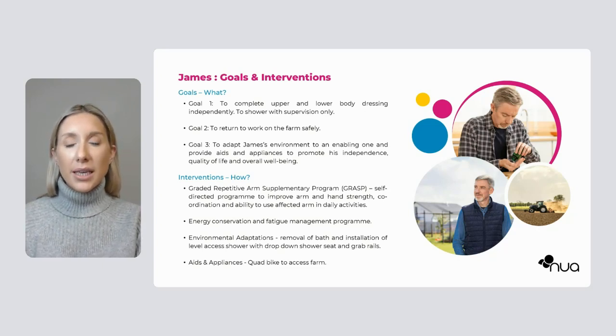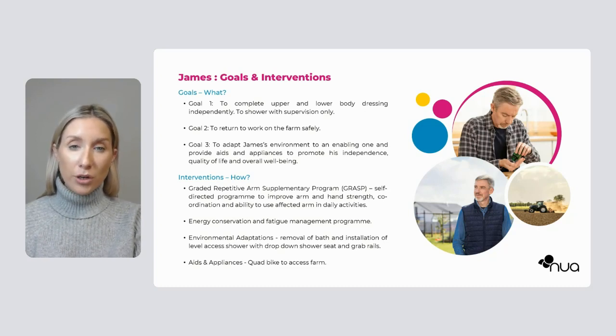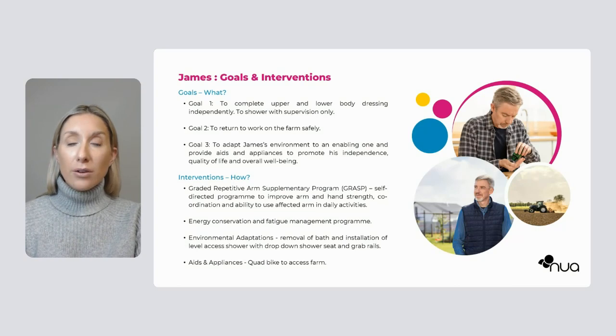In terms of interventions, a graded repetitive arm supplementary program was introduced. This is a self-directed program and it's aimed at improving arm and hand strength, as well as coordination and ability to use the affected arm in his daily activities. An energy conservation and fatigue management program was also introduced, along with environmental adaptations such as the removal of the bath, and installation of a level access shower with drop-down shower seat, along with grab rails. Additional aids and appliances were also recommended, which included the recommendation for a quad bike to support his access to the local farm.